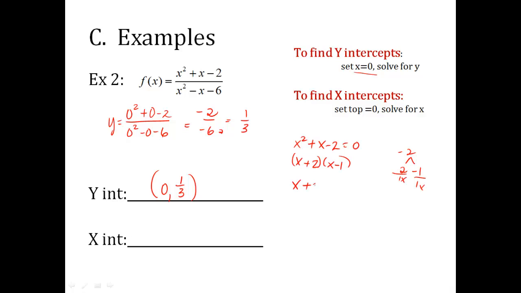Now I set each factor equal to 0, so I'm going to have two x-intercepts. This is like we did on graph sketching. So x is negative 2, x is a positive 1. So I have two: (negative 2, 0) and (positive 1, 0). It's pretty common to have more than one x-intercept and only one y-intercept. That's a normal thing. Sometimes it's only one and one.